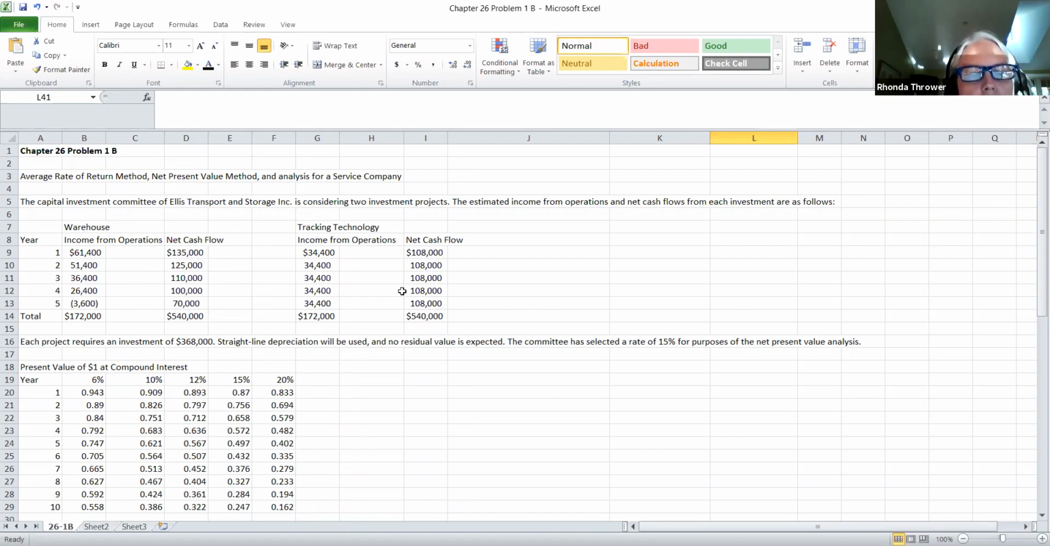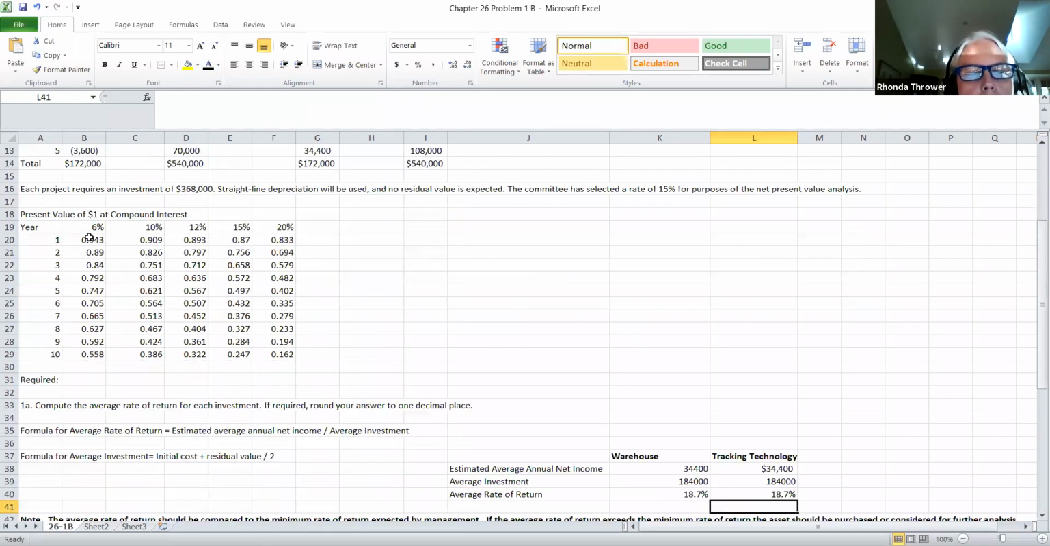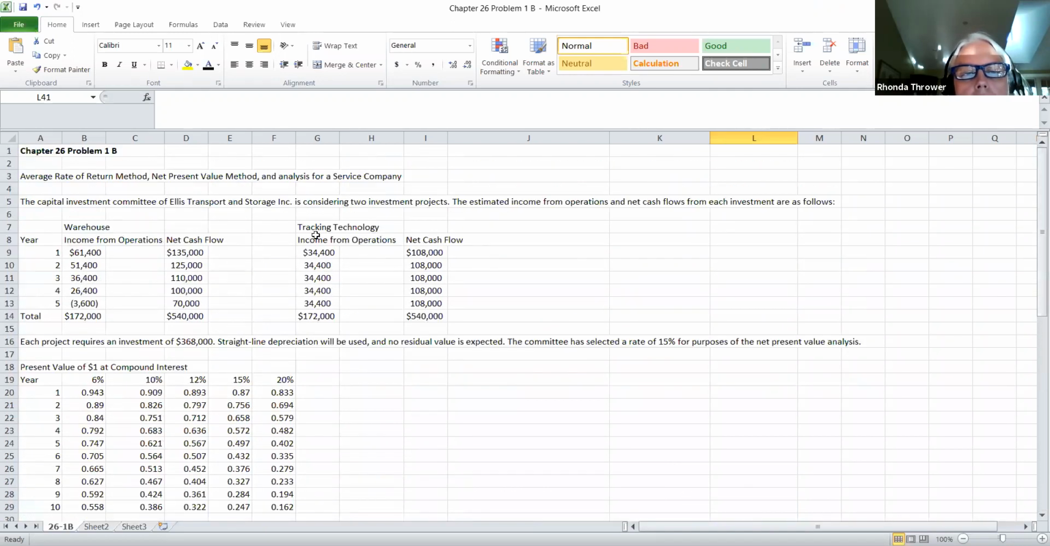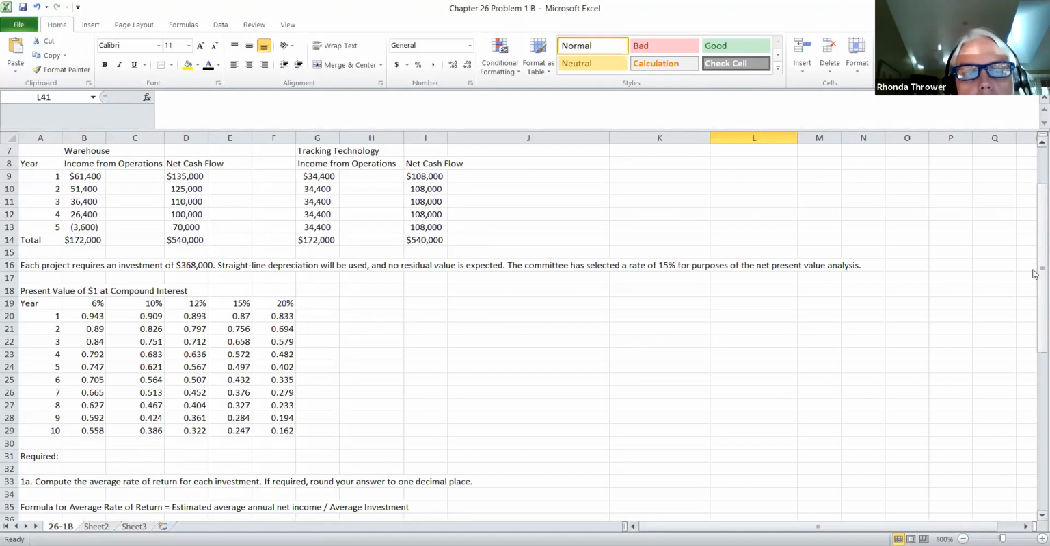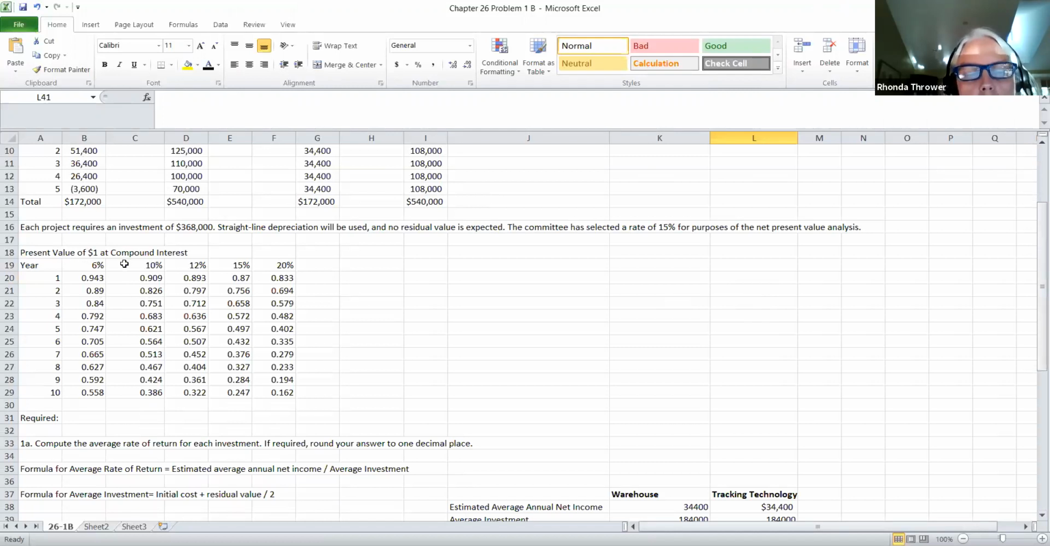Because these are different, we have to use what is called the present value of the dollar table. In looking at tracking technology, you can see that there are equal amounts for the net cash flows. In this situation, we could have used the present value of an annuity. An annuity is a series of equal cash flows that you're expecting off of your investment. But since they told you specifically in the instructions to use the present value of the dollar tables, this is the table value that we're going to be using.